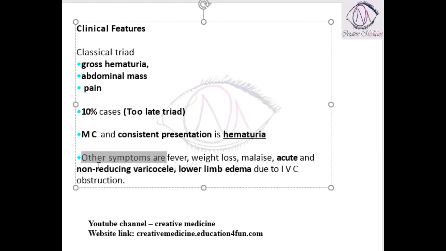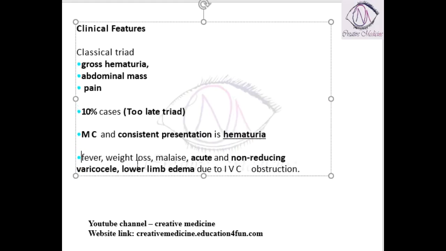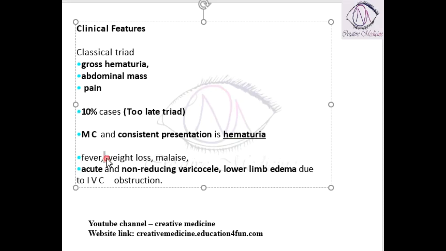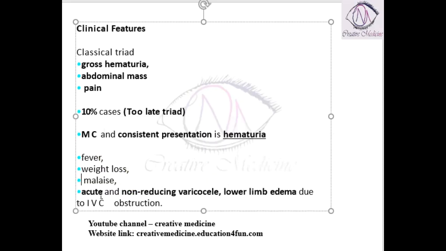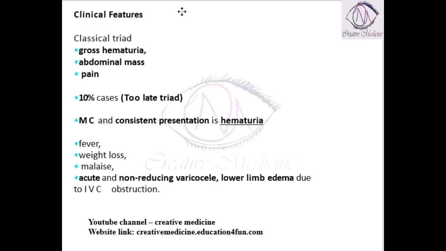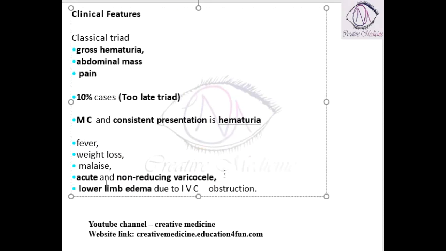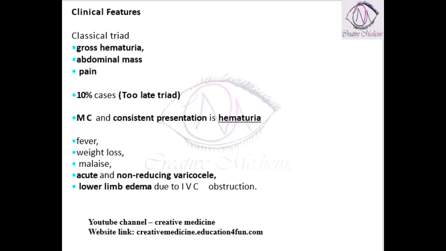The patient will also have other symptoms like fever, weight loss, and malaise. There can also be an acute and non-reducing varicocele. Then, because of inferior vena cava obstruction, lower limb edema is seen.